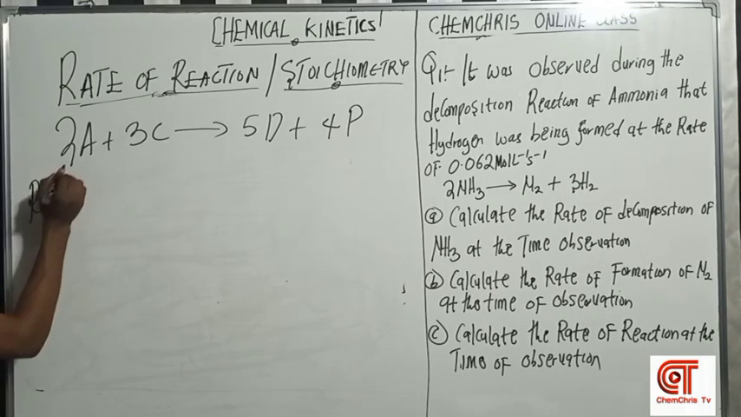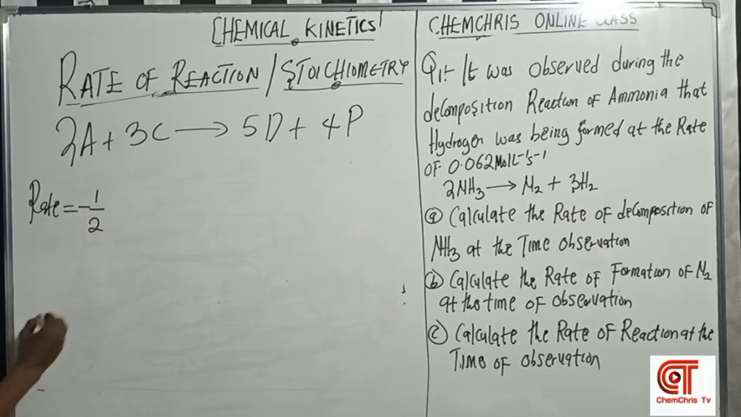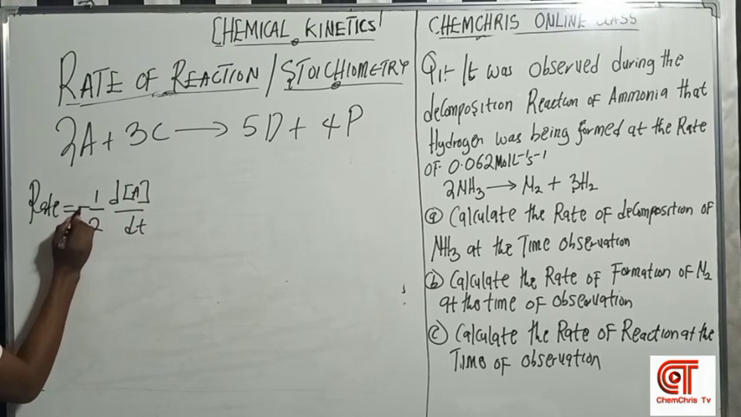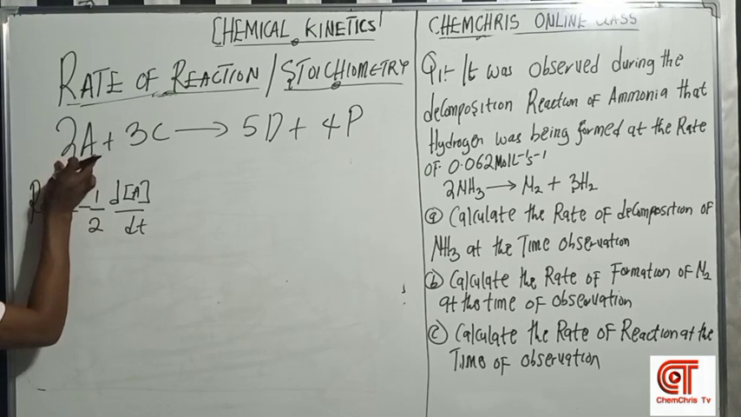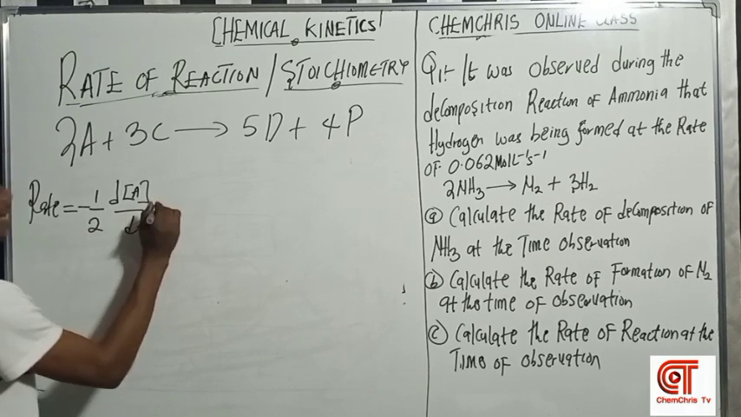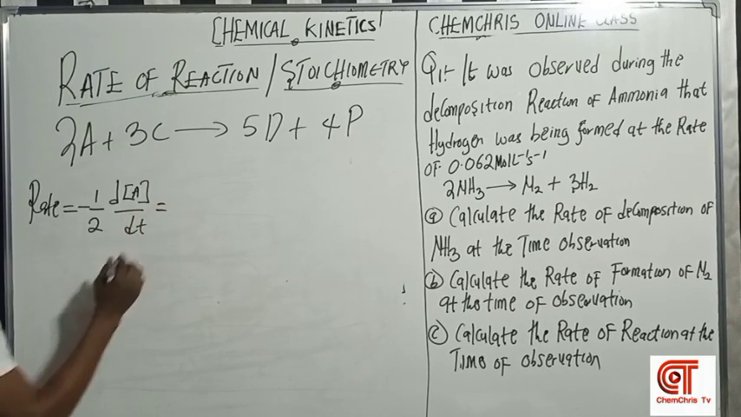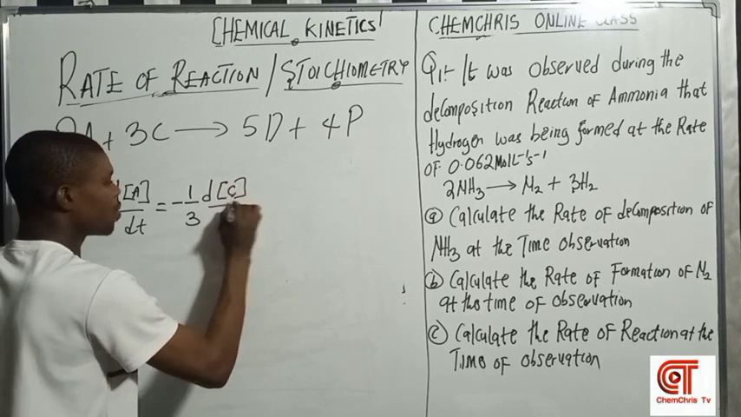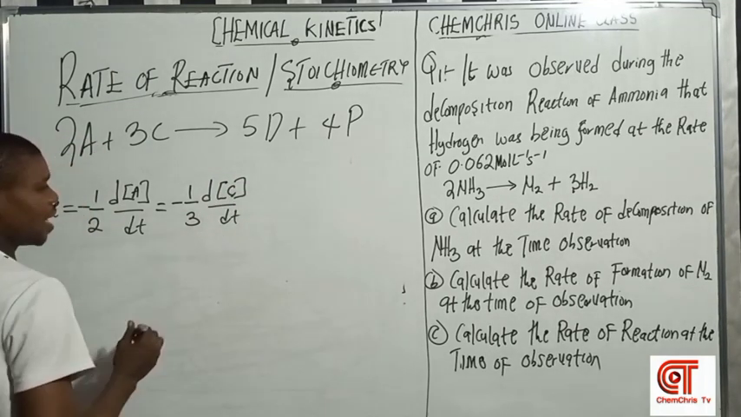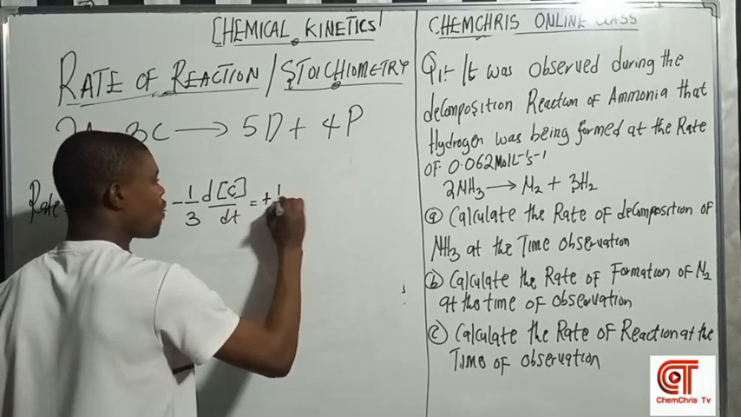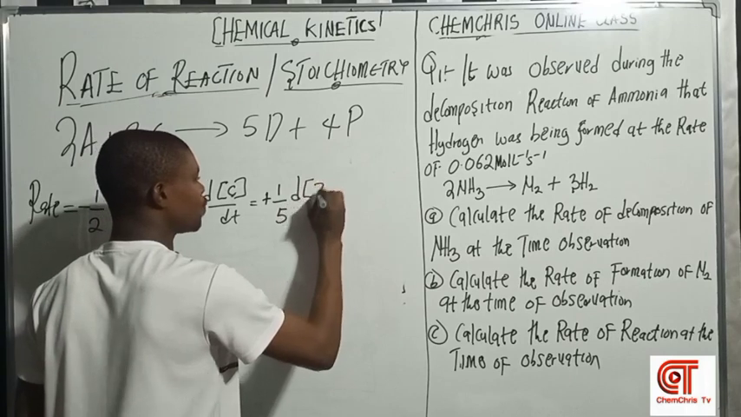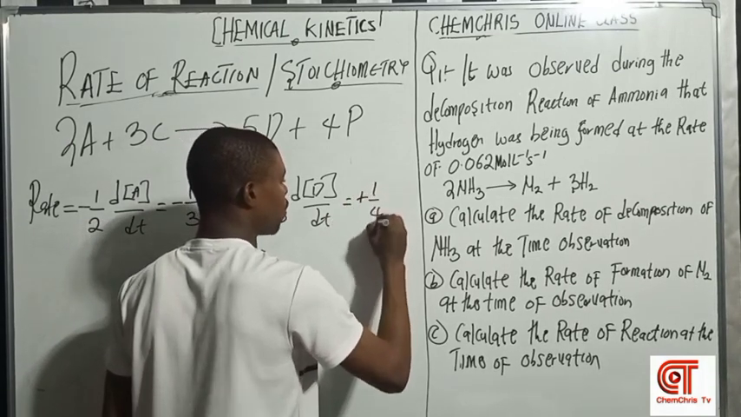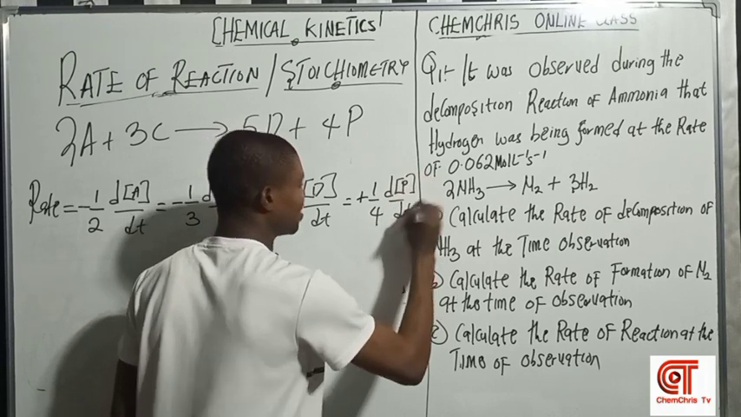Rate is equal to what? Now you have 2 here, so it's going to be minus 1 over 2 change in concentration of A over change in time. The reason there is a minus here is that A is a reactant and the coefficient is 2. Now we also have a reactant here, so it's going to be minus 1 over 3 change in concentration of C over change in time, equals 2. Then plus 1 over 5 change in concentration of D over change in time equals plus 1 over 4 change in concentration of P over change in time.